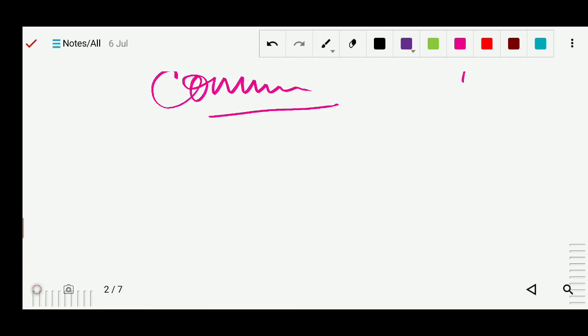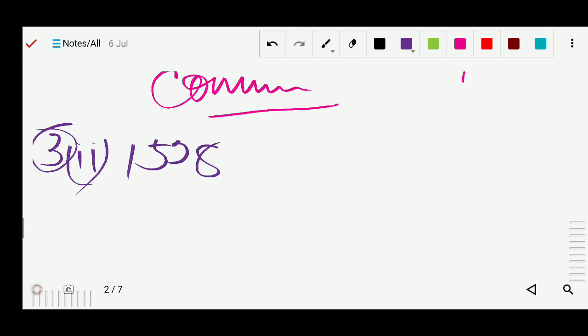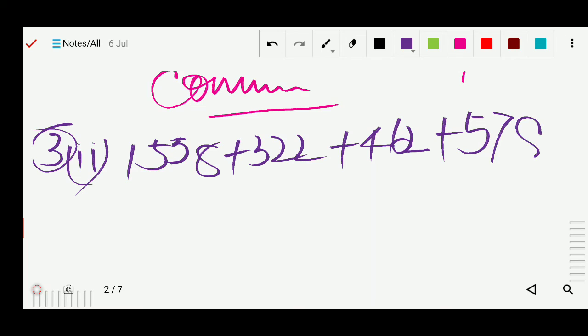Question number 3 we will solve now. There is the first question, and now the second question we are going to solve. Okay, the second question in number 3: 1538 plus 322 plus 462 plus 578. We will solve this.